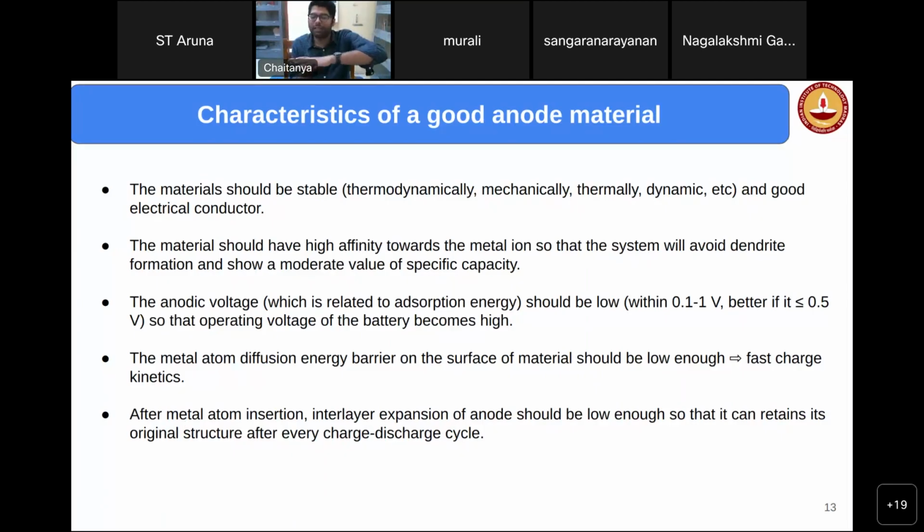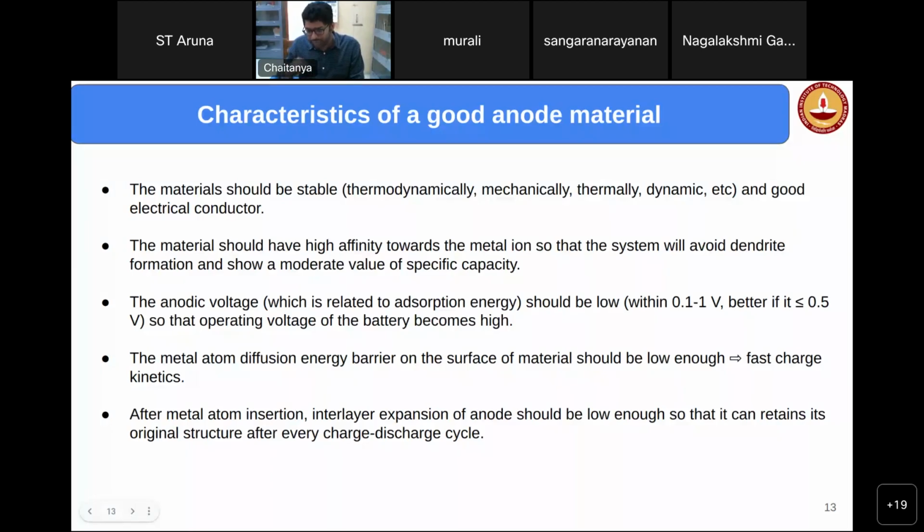Finally, after inserting these metal atoms, the expansion between the interlayers should be very small. Otherwise, if there are huge changes in volume, for example in the battery of a mobile phone, you don't want your phone to expand or contract just because you are charging, and that can also lead to other mechanical failures. So you want the change in volume after metal insertion or removal to be as low as possible.